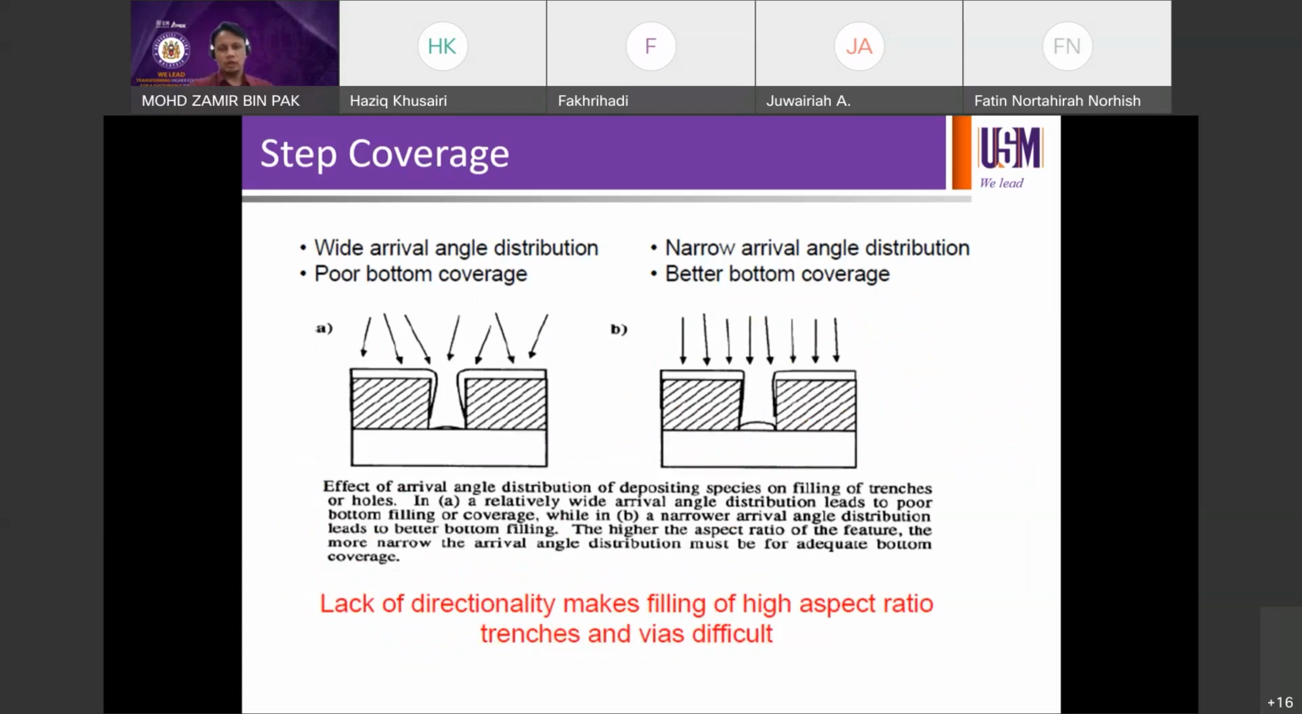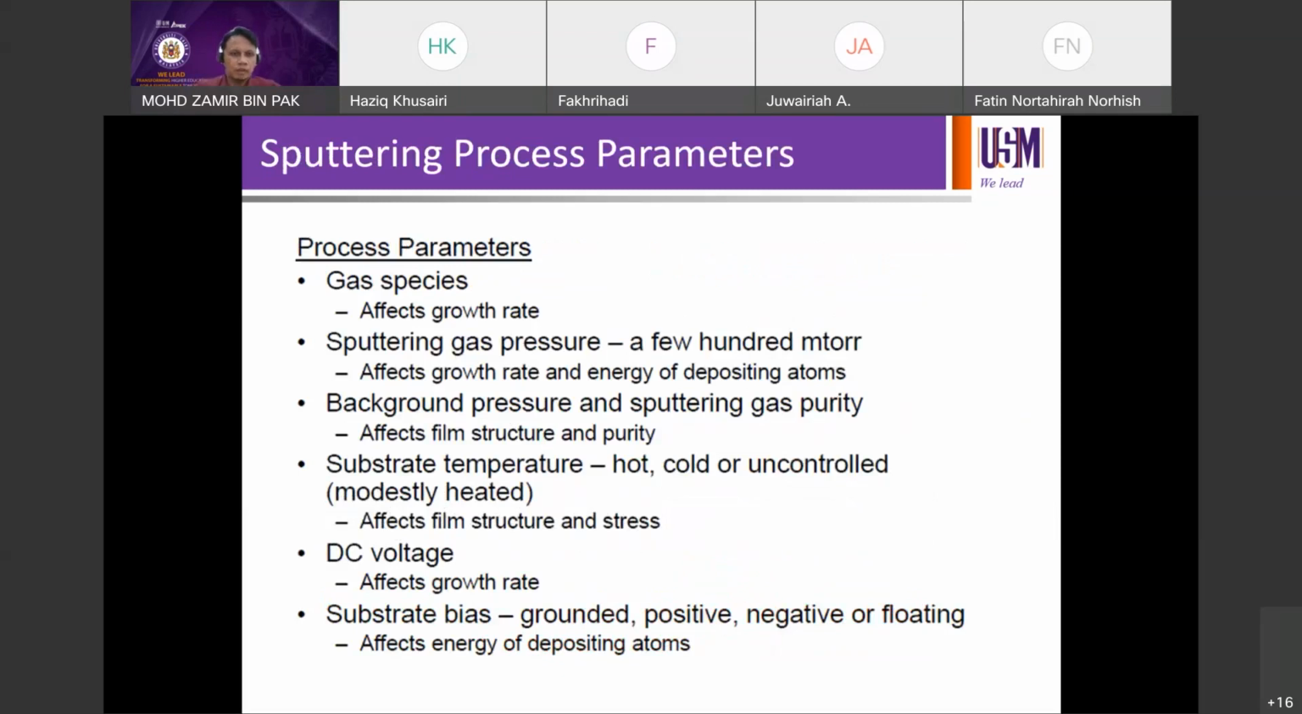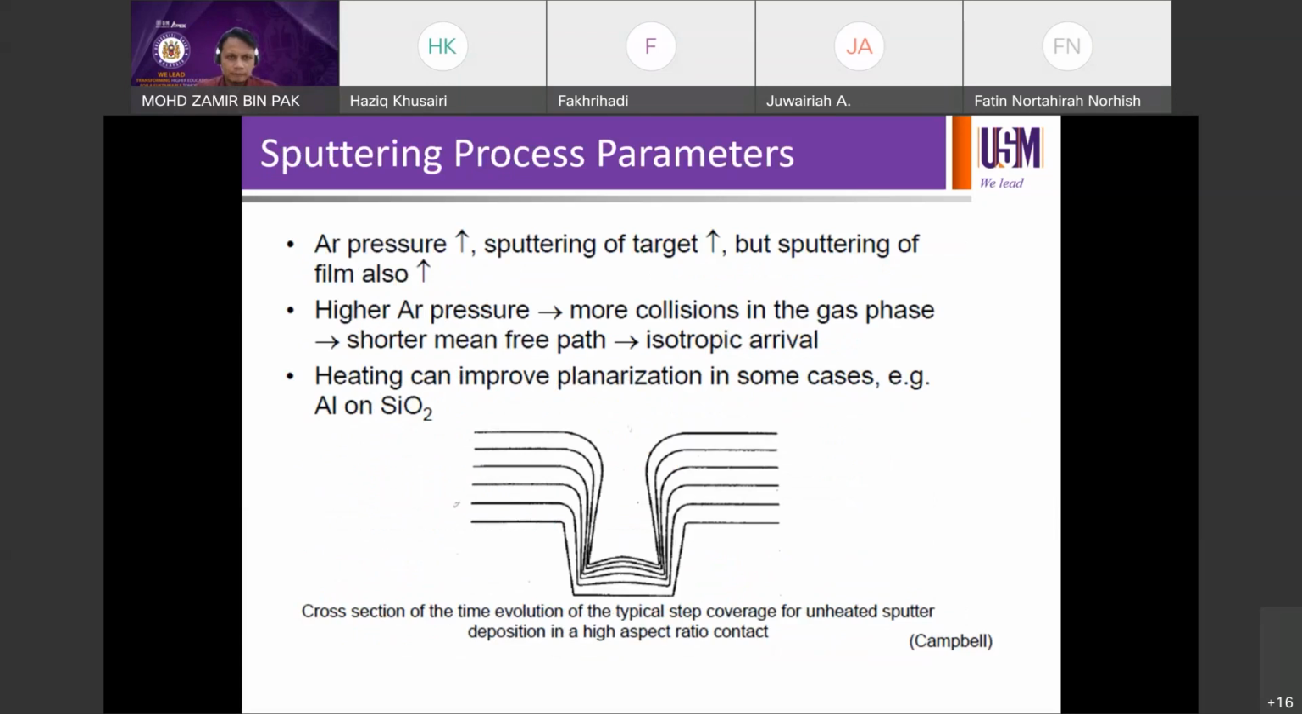Okay, so we learned that in certain conditions, you want to have high directionality. High directionality means unidirectional. In some other cases, you need to have a more omnidirectional type of deposition. Okay. Ini sama process parameter. Okay, sputtering process parameters.